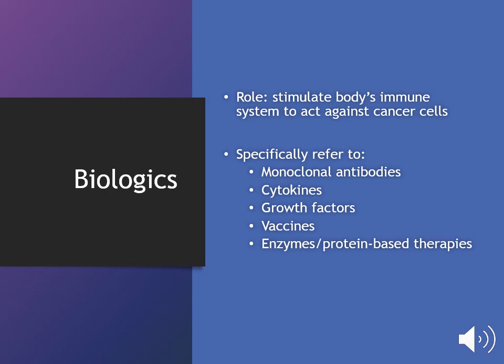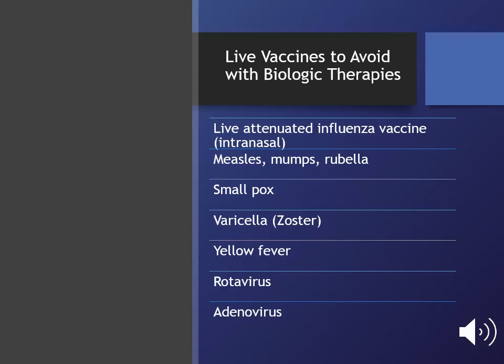So biologics stimulate the body's immune system to act against cancer cells. They specifically refer to monoclonal antibodies, cytokines, growth factors, vaccines, as well as enzyme/protein-based therapies. If you see these patients in the primary care setting and they ask about vaccines, in general, it is best they avoid the following vaccines if the patient is actively receiving a biologic. Worst case, I would recommend confirming with the patient's oncologist to make sure it's safe to receive a live vaccine from this list.